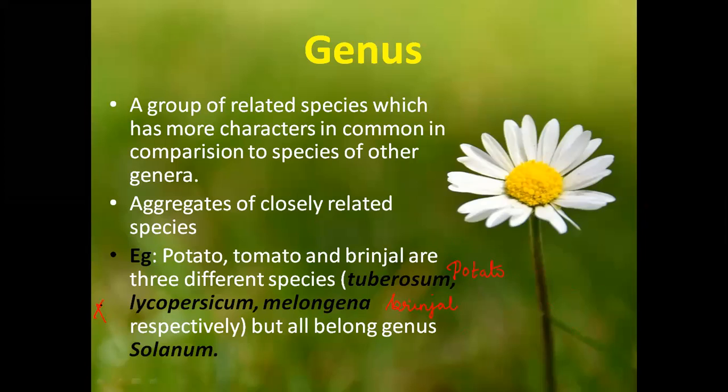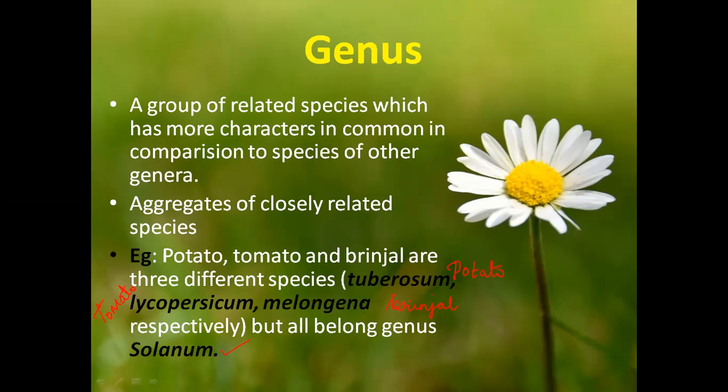Tomato, different. Lycopersicum is tomato. So three different species belong to one single genus, that is Solanum: Solanum tuberosum, Solanum lycopersicum, Solanum melongena. A genus is a group of related species which are related to one another and have more characters in common in comparison to species of other genera.